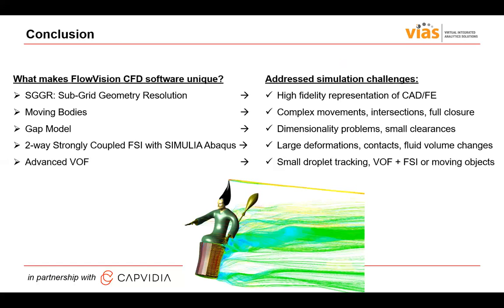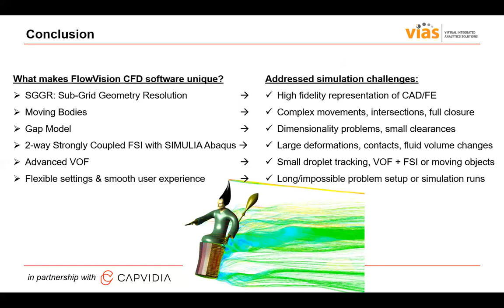And the advanced volume of fluid approach. So if you have some small droplets, of course, small is a relative word. Here we are talking about smaller than your grids. And if you want to still track them, the advanced VOF is helping you. And this technology can be used together with fluid structure interaction or moving objects. So again, I think this is a good type of simulation to address.